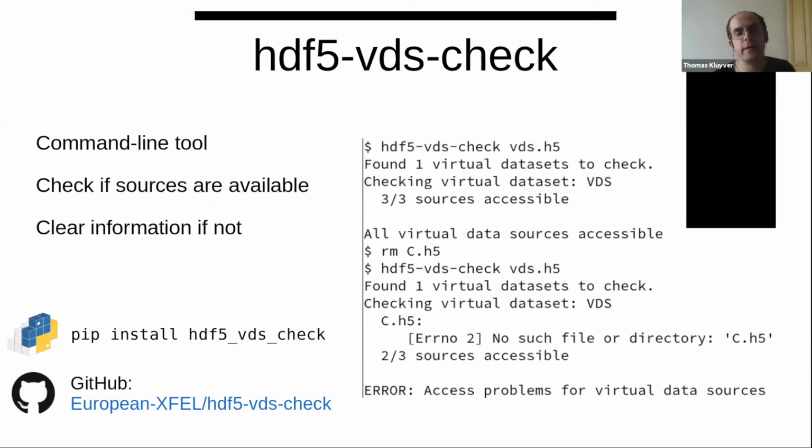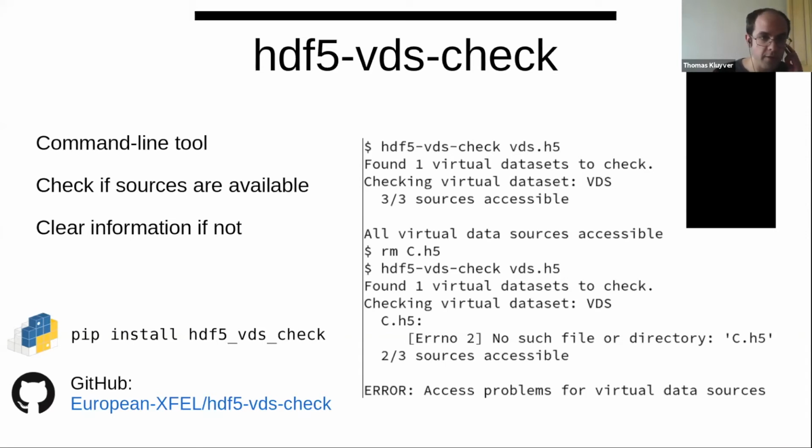We made a little command line tool, a sort of partial workaround for this. You can tell it to check a file containing virtual data sets, and it will identify any virtual data sets, look at what sources they draw on, and check if those sources are accessible, and it tries to give clear information if they're not. So for instance, if I delete one of the source files for this, then it says this source file, no such file or directory.